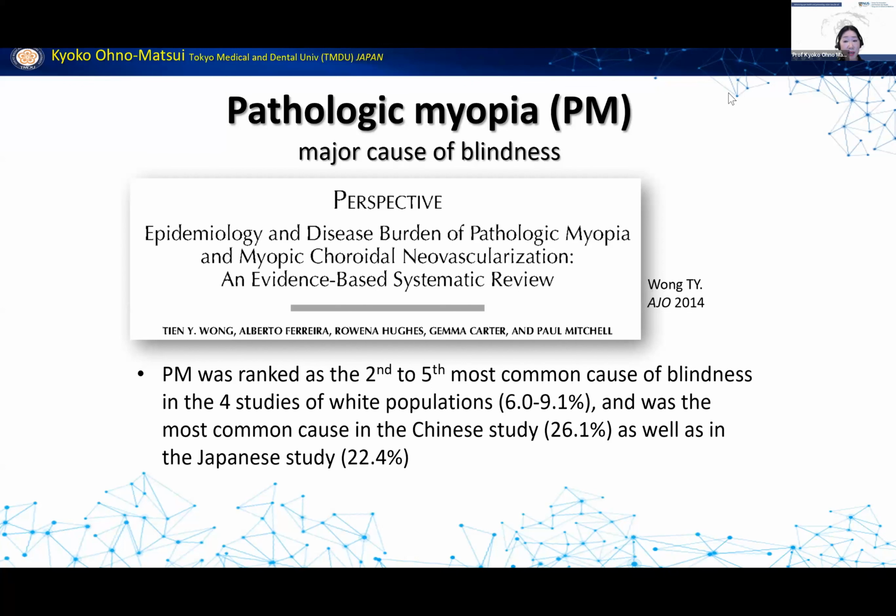This is a review article written by Dr. Tian Wang, and he showed that pathologic myopia was ranked as the second to the fifth most common cause of blindness in the 4 studies of white populations, and was the most common cause in the Chinese study as well as in the Japanese study.